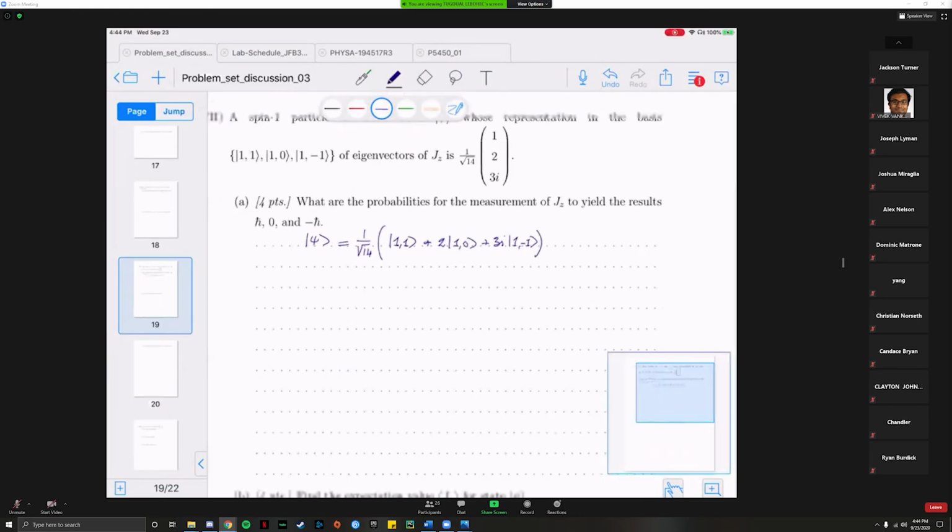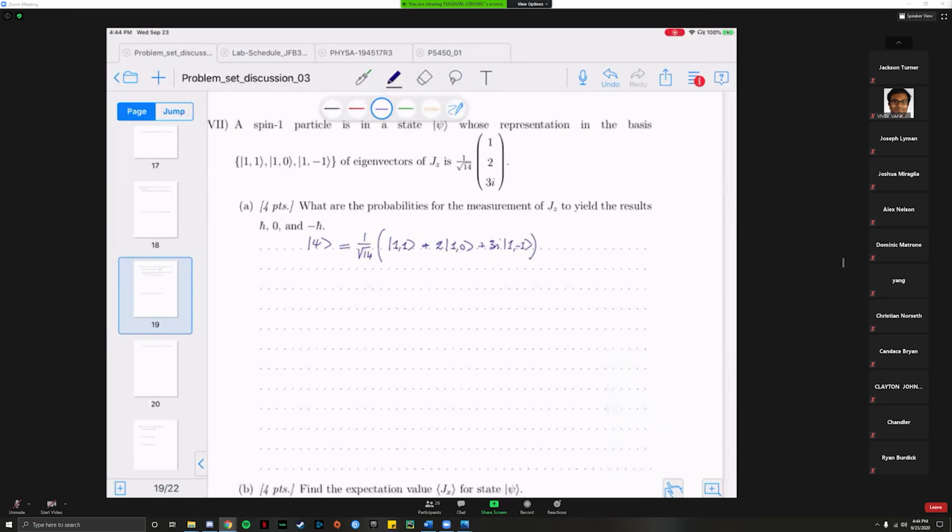And we are going to measure on this state. You see that this corresponds to the outcome of the measurement being +1. This corresponds to the outcome of the measurement being 0. And this corresponds to the outcome of the measurement being -1, or minus h bar, I should say.